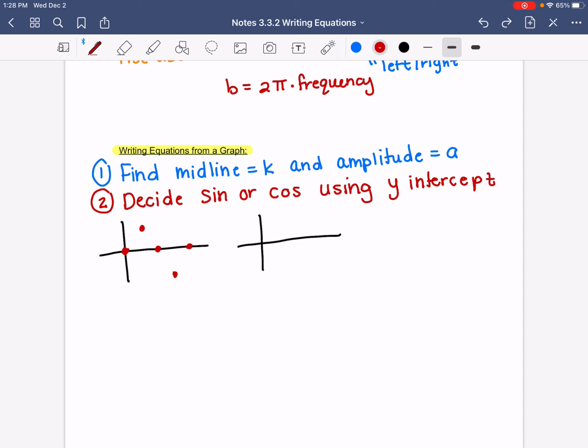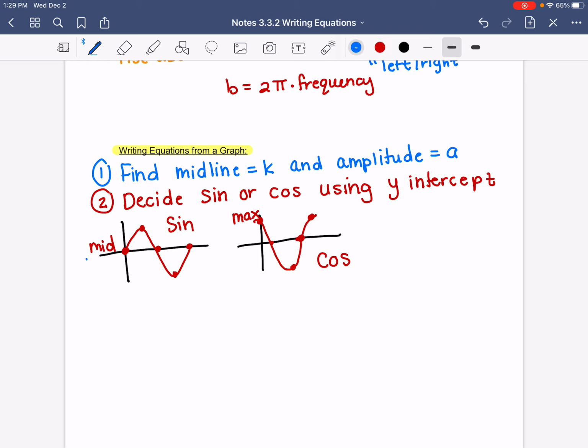I didn't draw that very nicely. Let me redraw. If your first point is at a maximum on the y-axis, that means that you have a cosine curve. So if your first point is on the y-axis at a maximum, you're using a cosine curve.